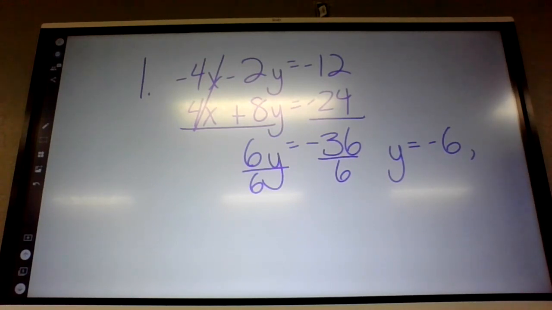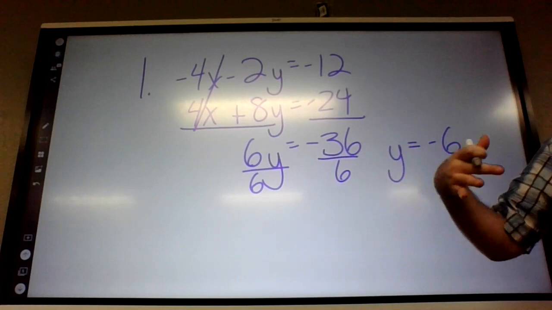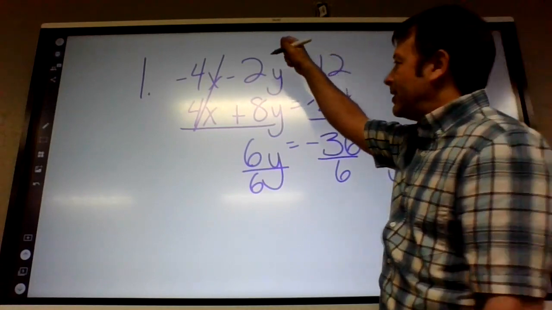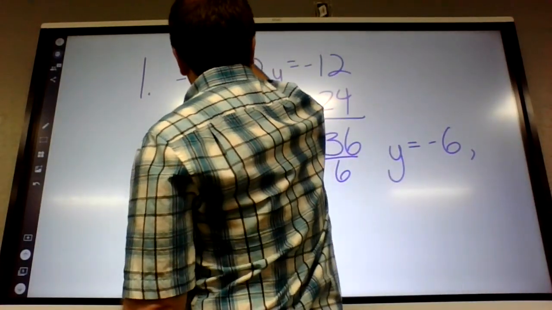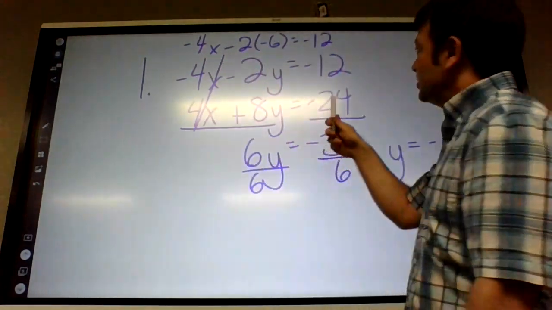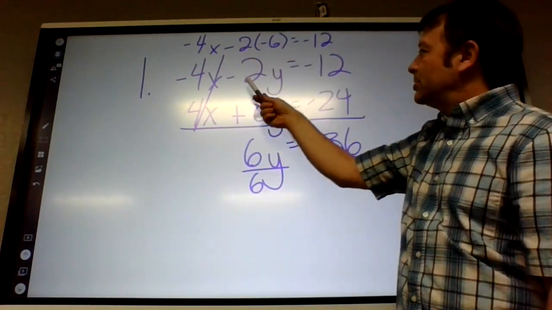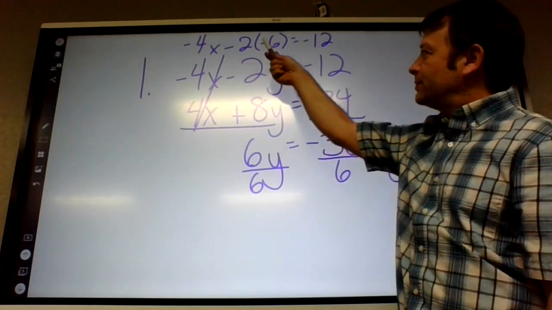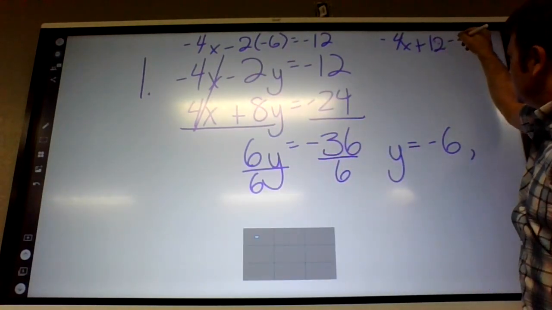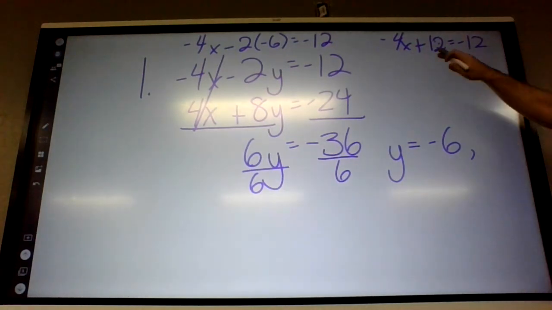Plug it in. Now, this part's going to be harder than yesterday because yesterday we always had an equation that said y equals blah blah blah, or x equals blah blah blah. Today we don't have that, so plugging it in is going to be a little more difficult. If I plug this into the top equation for y, that would be a negative 6, so this middle term would become positive 12.